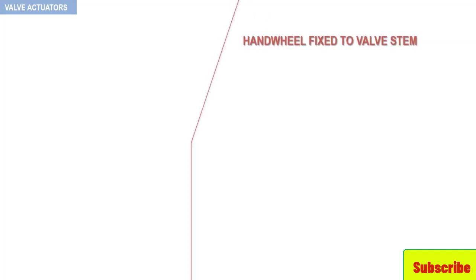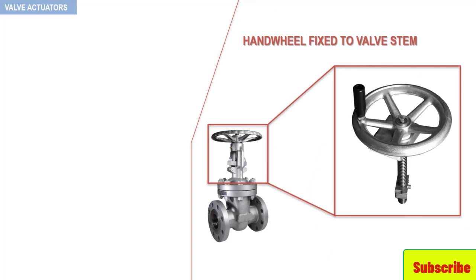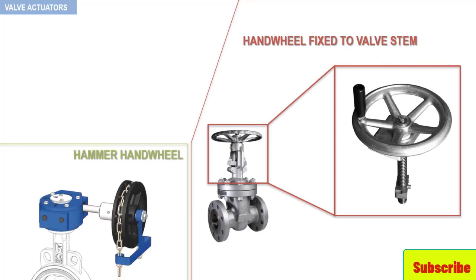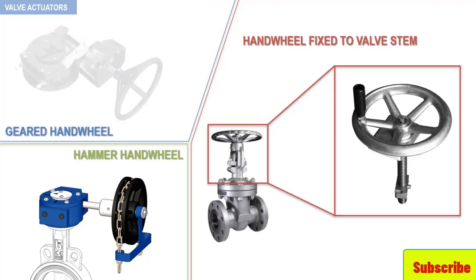Manual actuators are capable of placing the valve in any position, but do not permit automatic operation. The most common type of mechanical actuator is the hand wheel. This type includes hand wheel fixed to a stem, as depicted here, hammer hand wheels, and hand wheels connected to the stem through gears.